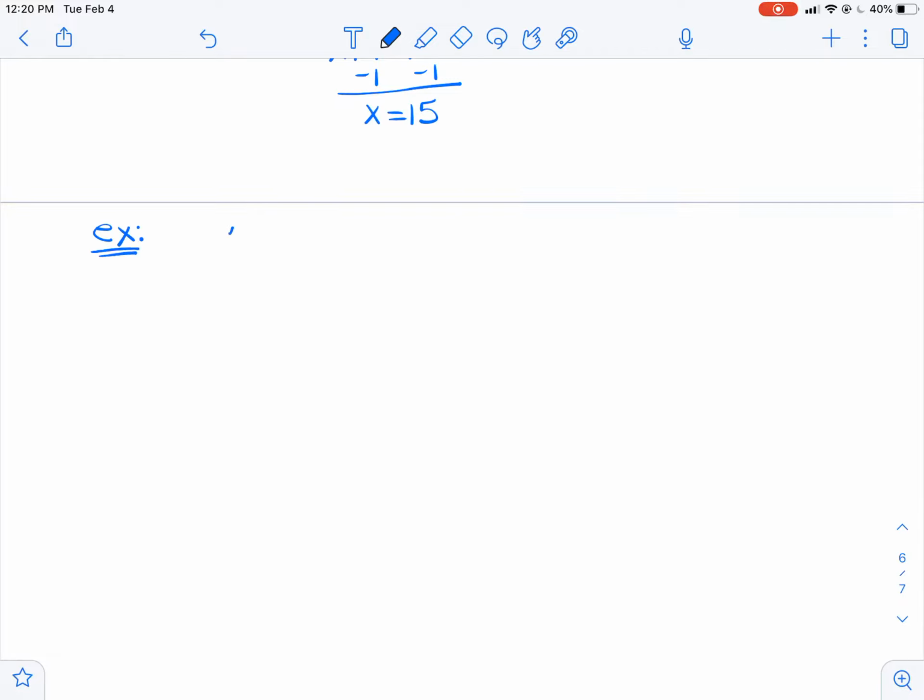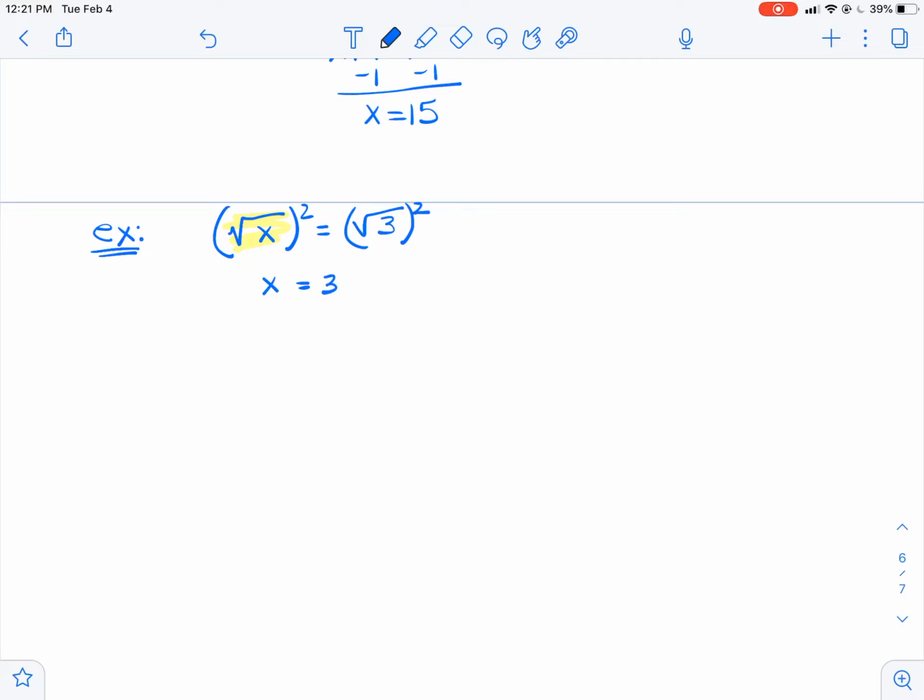What happens if I have 2 radicals? Okay, so maybe I have the square root of x equals the square root of 3. Okay, the same thing, I am still solving for this piece of it. So I'm going to square both sides. X equals 3. That one's a pretty easy one.